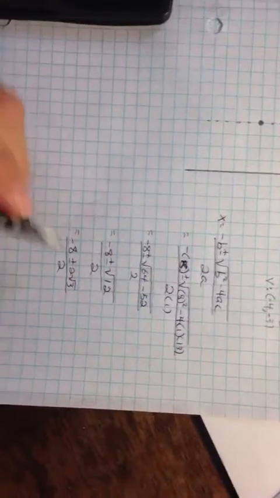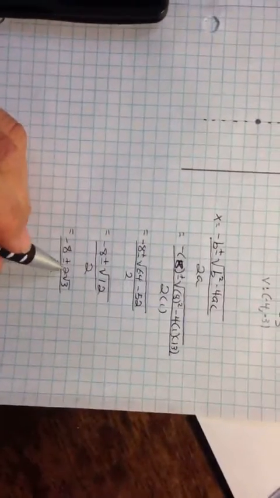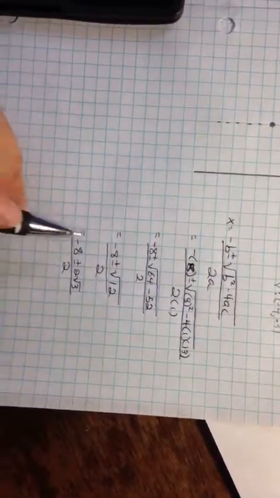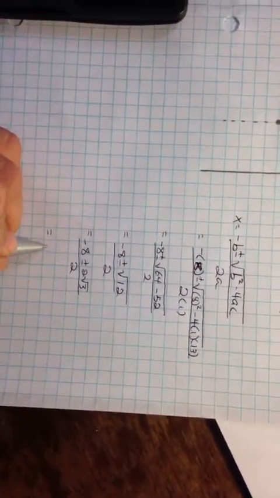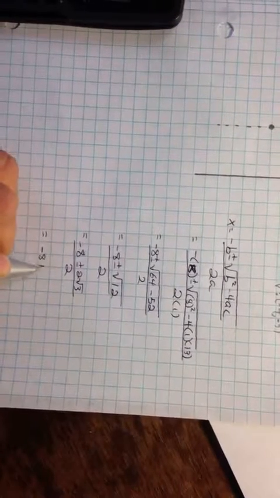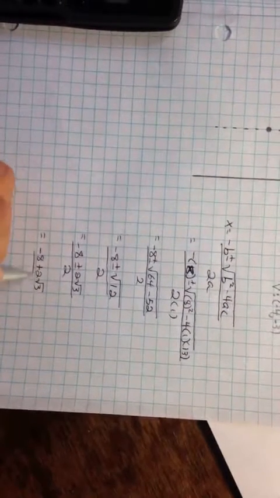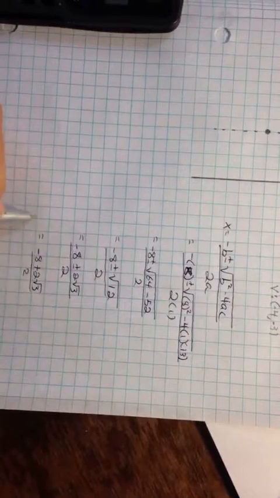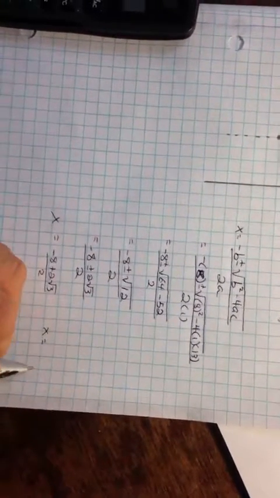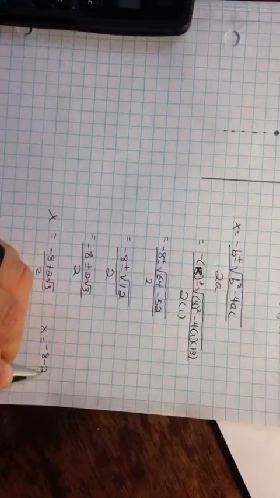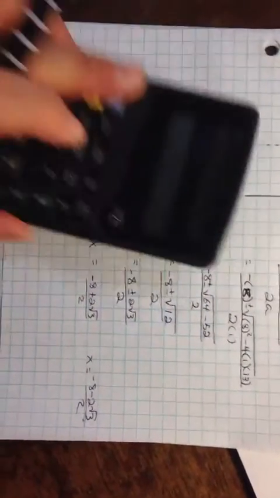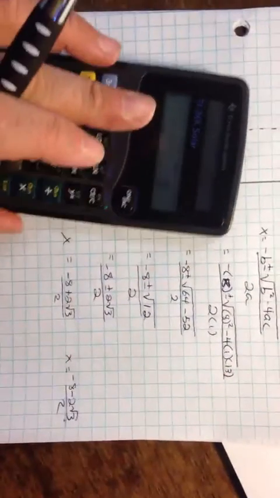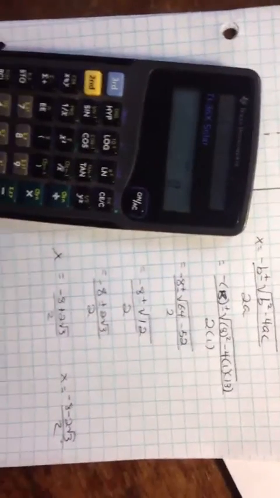Now, I'll go ahead and tell you this: you could reduce the 2 over 2 and 8 over 2, but your calculator is not going to distinguish that; it's going to do it for you. So at this point, you can make two expressions: x equals negative 8 plus 2 radical 3 over 2, and x equals negative 8 minus 2 radical 3 over 2. I'm going to use my calculator and plug those values in. No sense in making life harder on myself.